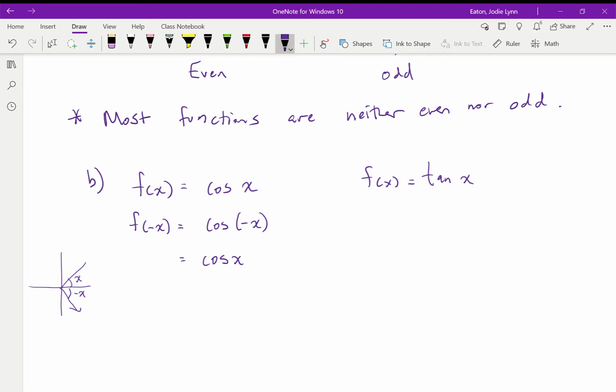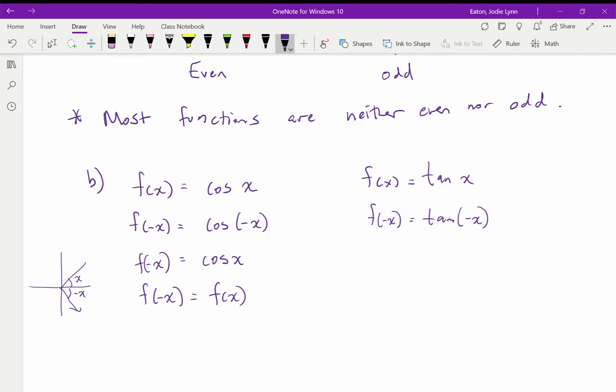So f of minus x equals cosine x, so f of minus x equals f of x. So we have shown that it has the property of being even. Okay? So here we have f of x equals tan x. So f of minus x equals tan of minus x.